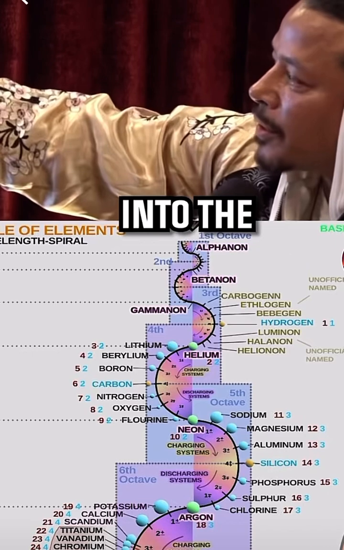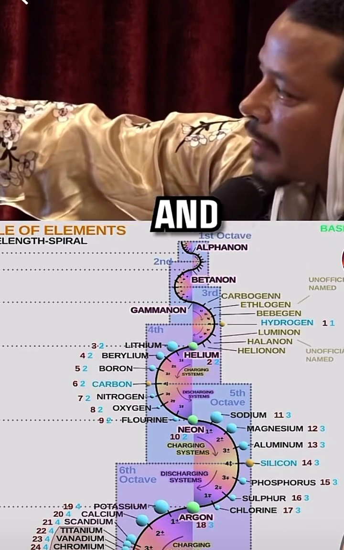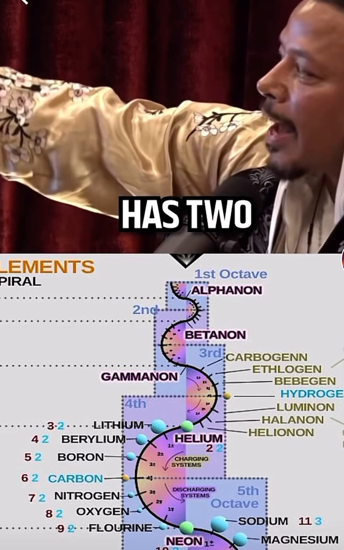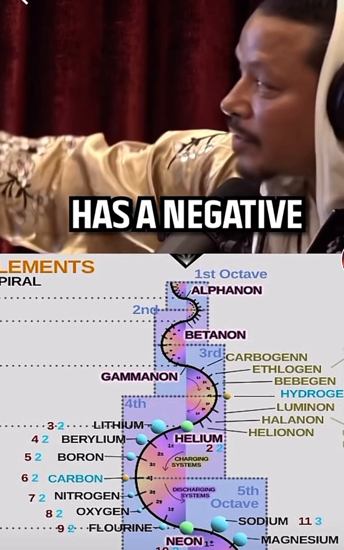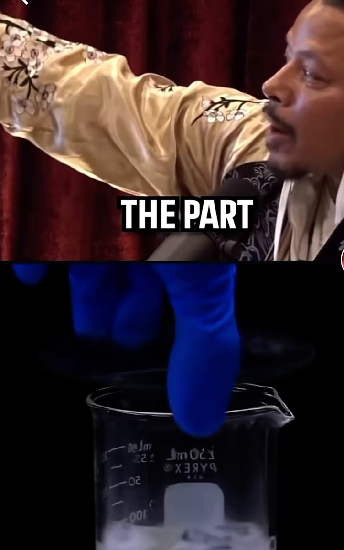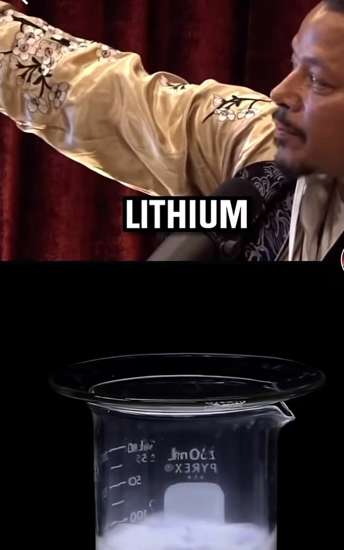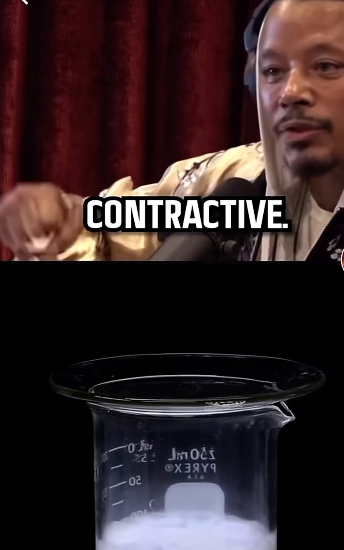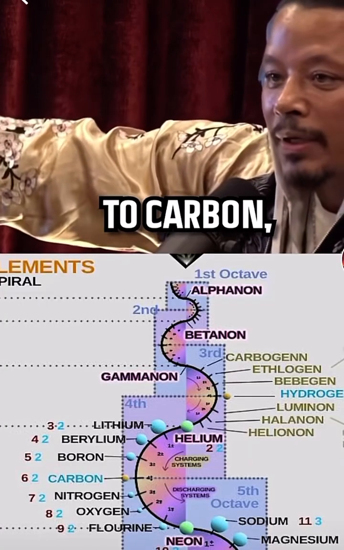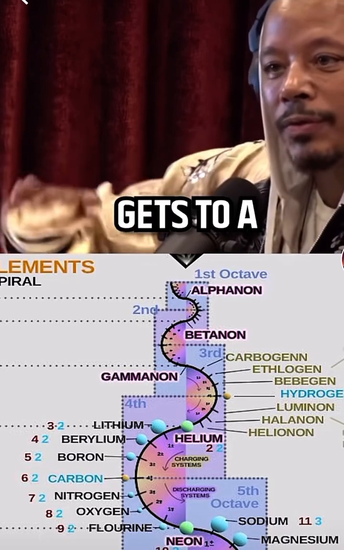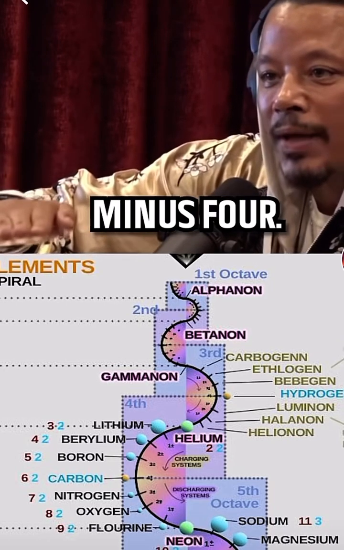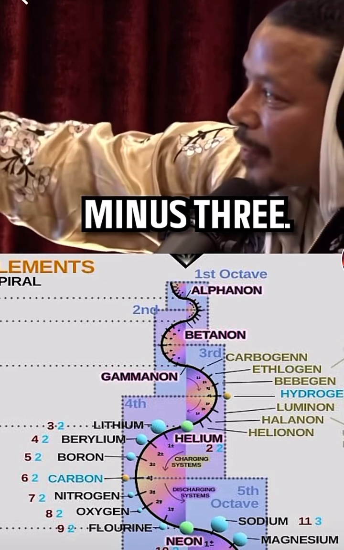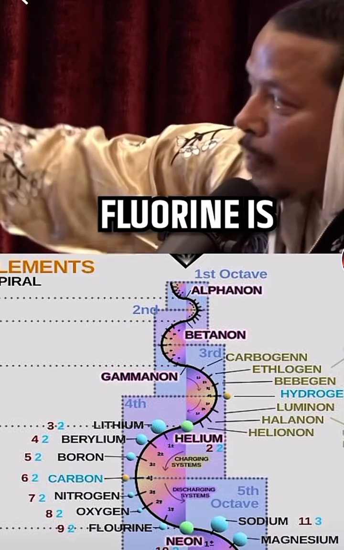As you reach into the next octave, the carbon octave, they call that a bisexual tone, because carbon has two tones to it. It has a negative side and a positive side. Lithium is contractive. Beryllium is contractive. Boron is contractive, but the moment you get to carbon, you balance it out. It gets to a perfect balance of plus and minus 4. So it's a double tone. Nitrogen is -3, oxygen is -2, fluorine is -1.